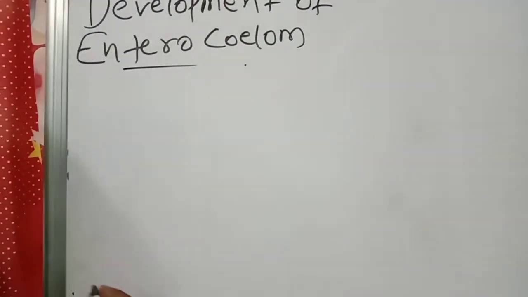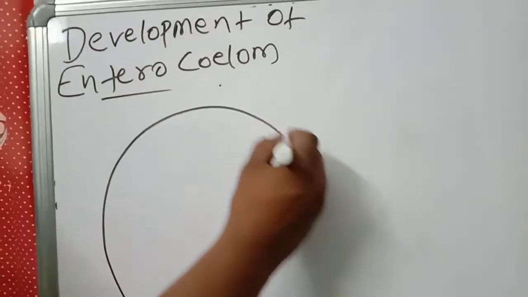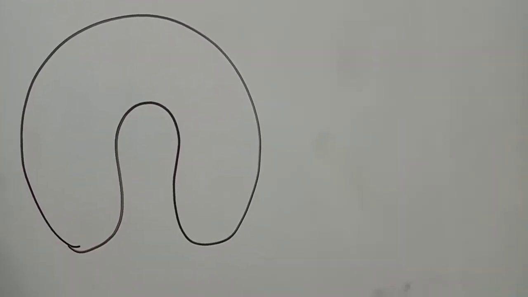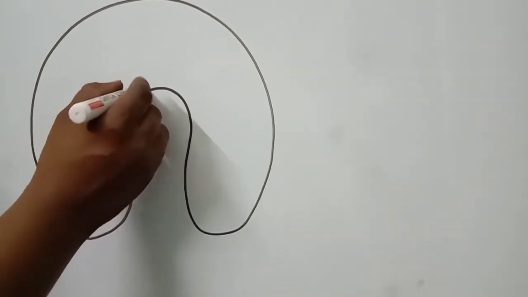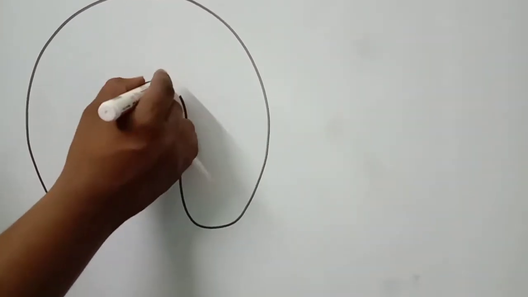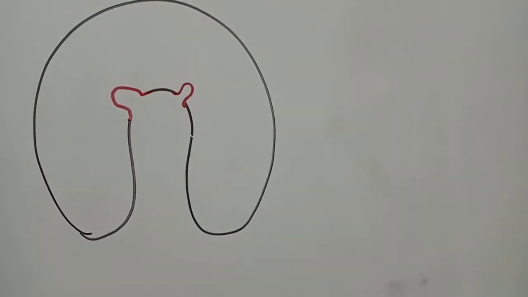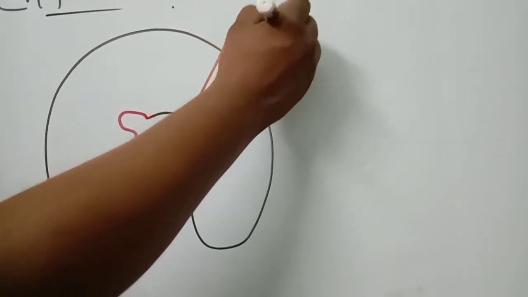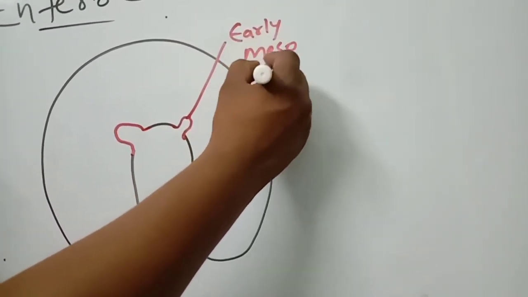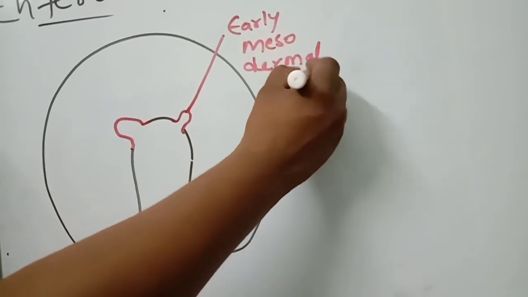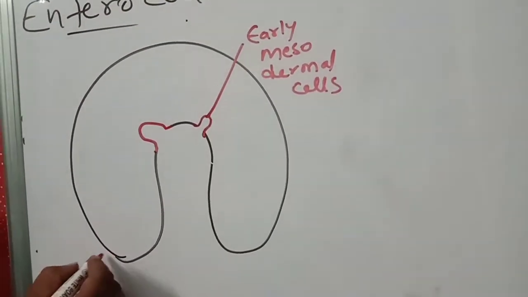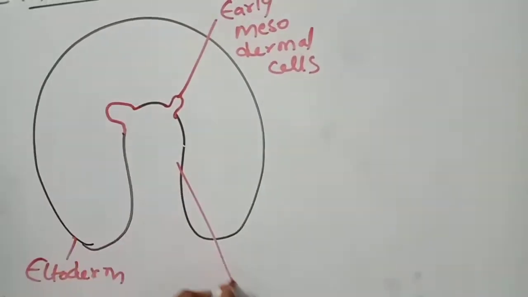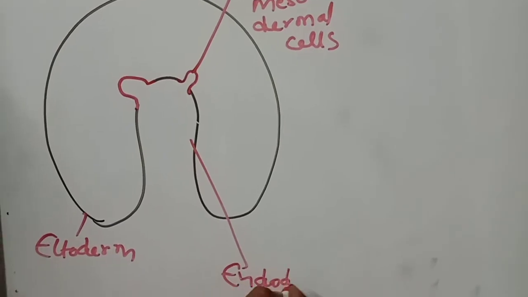Enterocoelom. See now, here the diagram will be like this as it is. But what additionally should we remember? These are the cytocoelom and enterocoelom. This is early mesodermal cells. And this is ectoderm. And this is endoderm. These points you should remember.